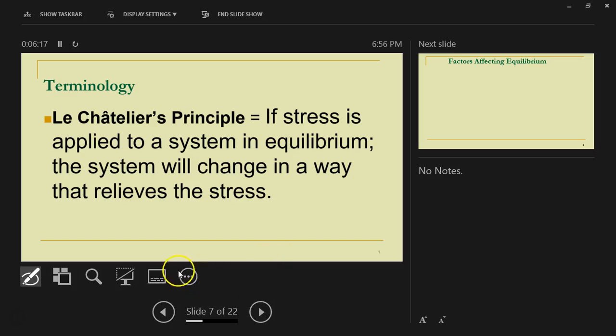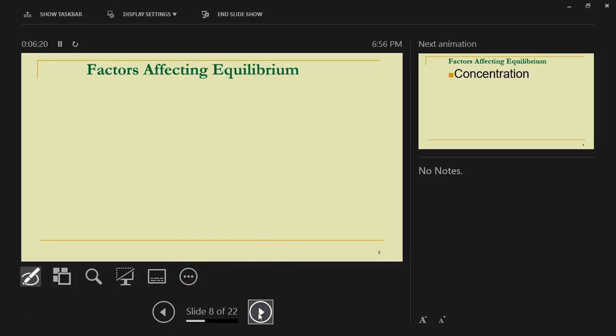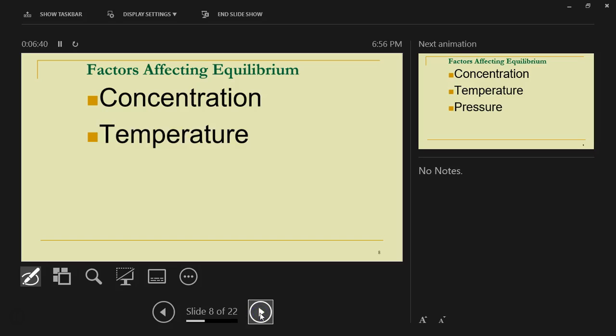So what are these factors that affect equilibrium? One factor that affects equilibrium is the concentration. If we change the concentration of either the reactants or the products, then the reaction is going to shift in a way to reestablish equilibrium. The next thing that could affect equilibrium is the temperature. If we increased or decreased the temperature of the system, that too would be a stress factor on the reaction, and the reaction would then act in a way to regain the equilibrium.